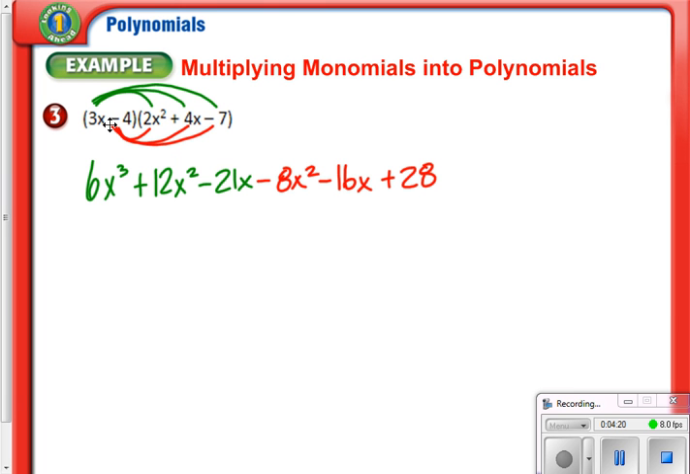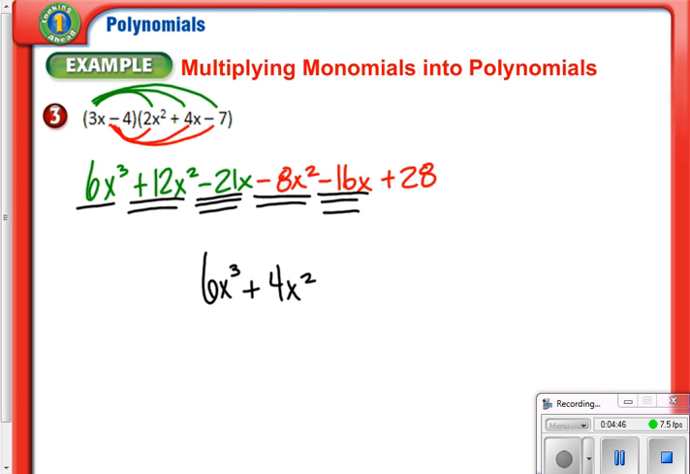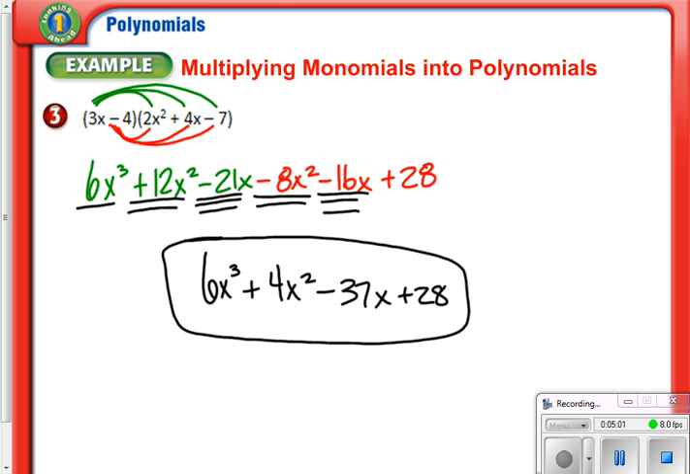Next step is to start out with my highest degree first, and that is the 6x cubed. That is the only x cubed. So I'm going to write it down in standard form there. Then we have a couple x squareds here. Those are like terms. Positive 12, negative 8 gives me a positive 4x squared. Negative 21 and a negative 16, we'd come up with negative 37x, and then last but not least, adding that 28 onto our expression here. And here's our answer for example 3.